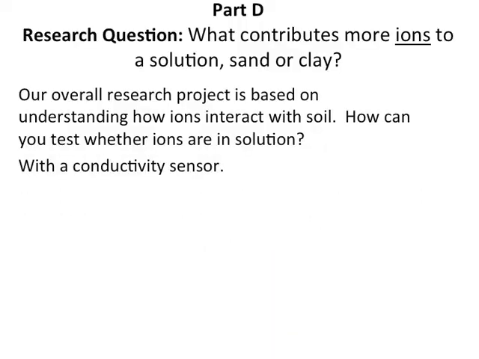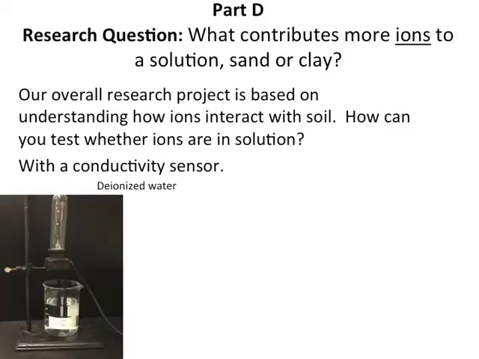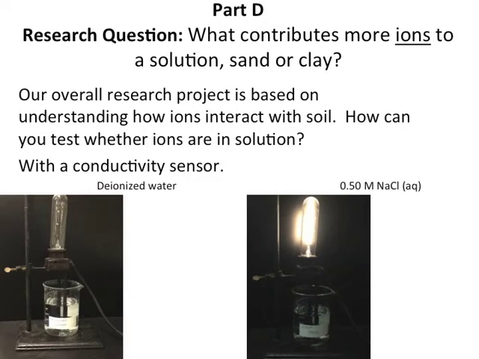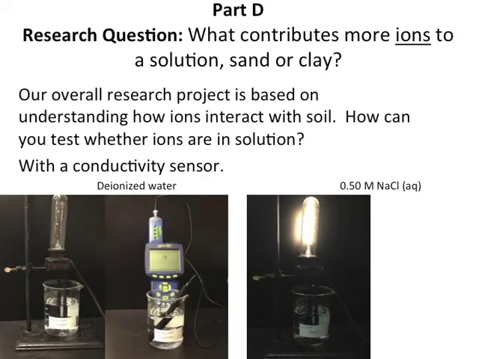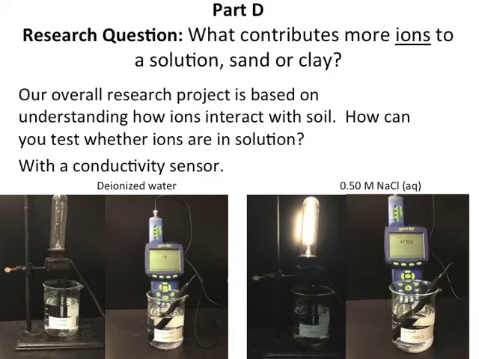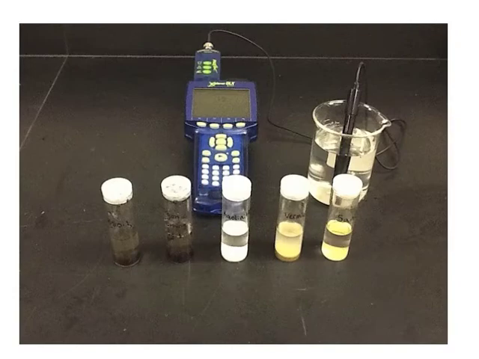Our overall research project is based on understanding how ions interact with soil. How can you test whether ions are in a solution? With a conductivity sensor. As you have probably seen, deionized water does not conduct electricity. However, if a strong electrolyte is added, like NaCl, the light bulb goes on. A conductivity probe reports a small number for a solution that is a poor conductor, and a larger number for a good conductor of electricity. You will use such a conductivity probe to test various provided solutions.